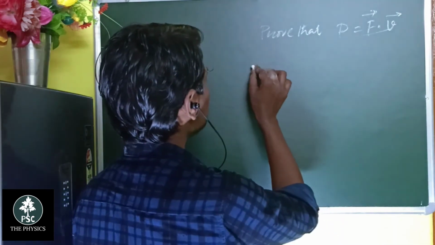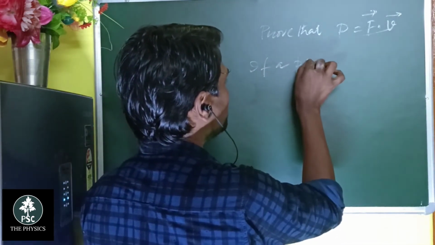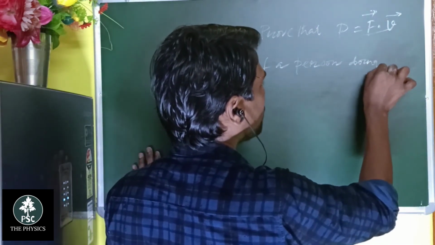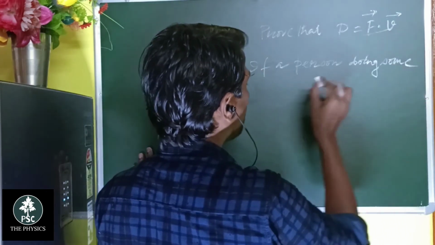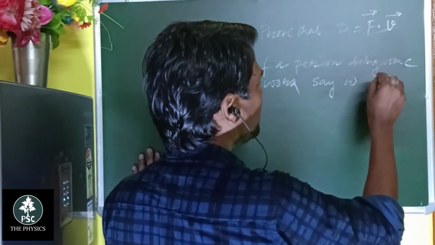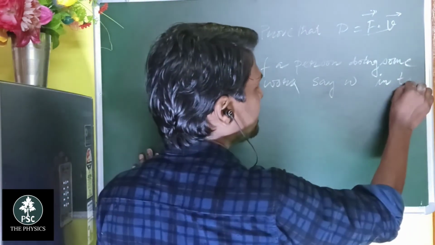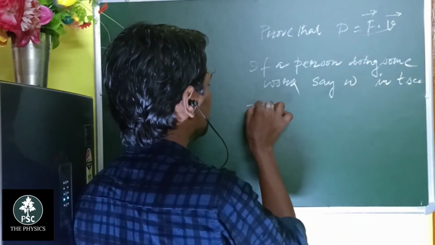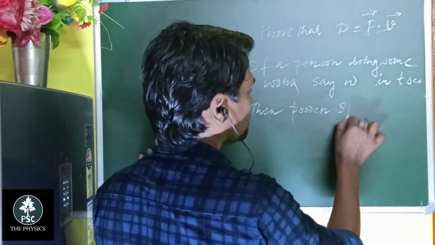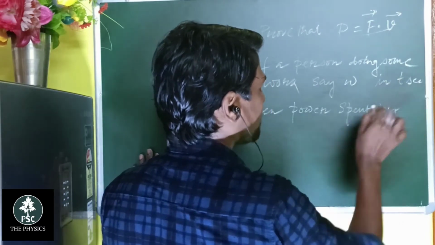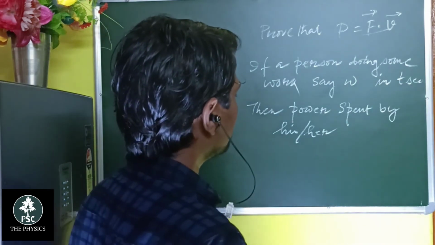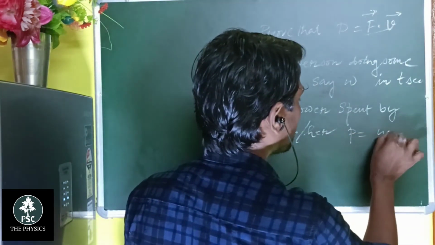Write down the note. If a person is doing some work, say W in t seconds, then the power spent by him or her is equal to work done by time.